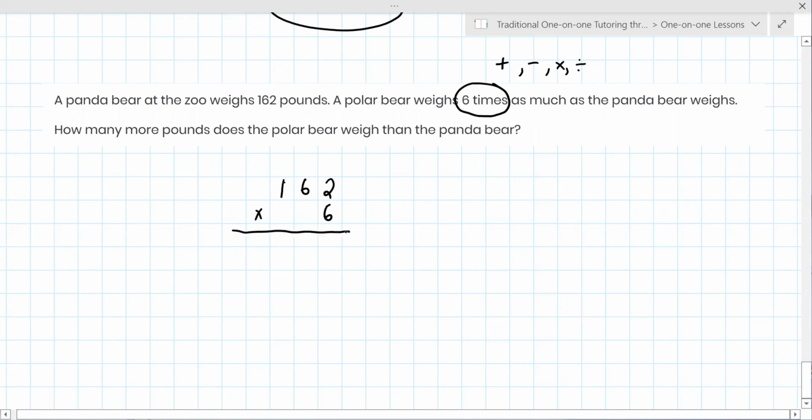And I really want you to be able to do this on your own. Can you tell me what are the first two numbers that you multiply? 6 times 2. Yes, and what is that? What is the result of that? 12. So the 2 goes down here, but there's a carry of 1.